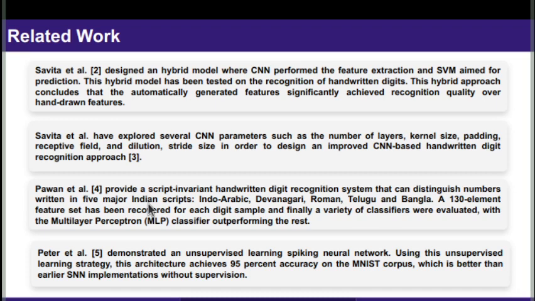Pawan et al. provided a script invariant handwritten digit recognition system that can distinguish numbers written in 5 major Indian scripts, like Bengali, Bhutanese, and others. And Peter et al. made an unsupervised learning strategy, and they achieved 95% accuracy on the MNIST corpus, which performed better than SNN implementations without supervision.